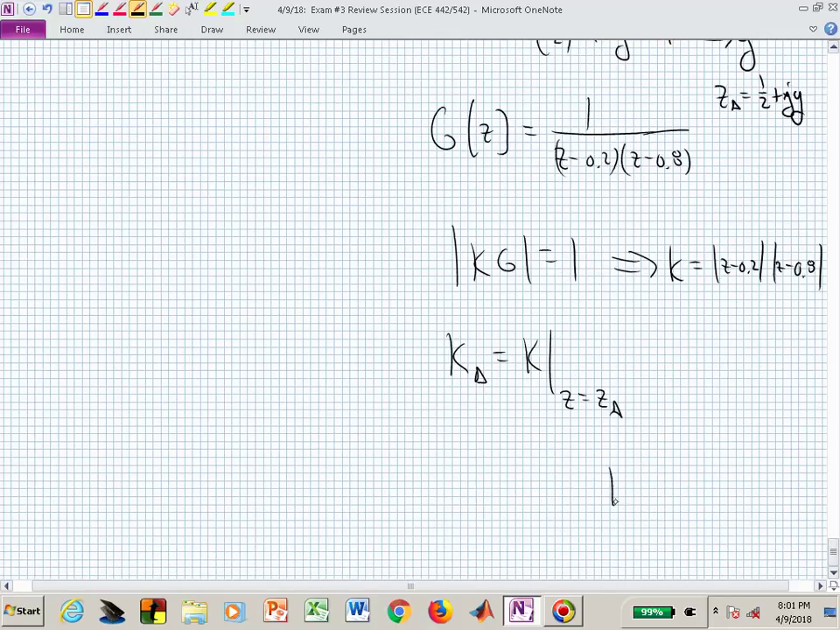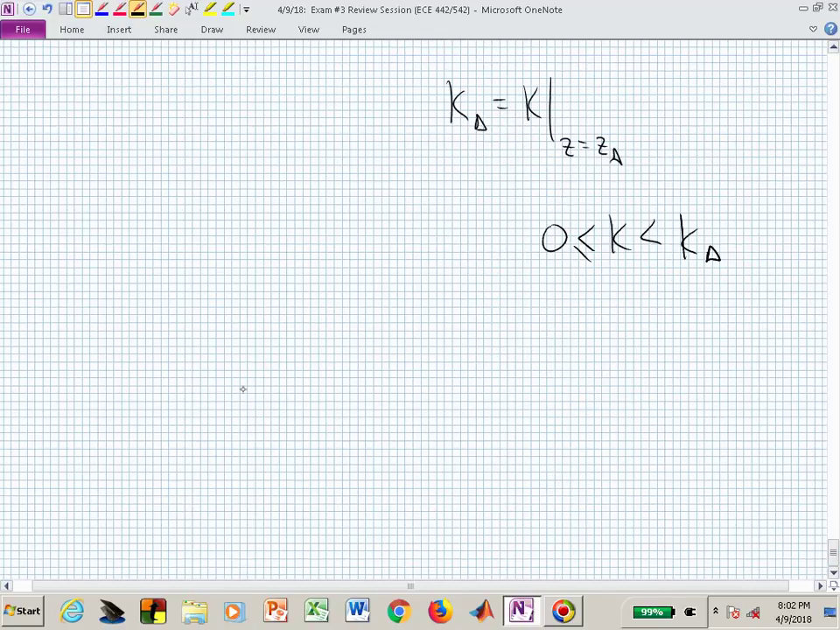So the K for stability is bigger than 0. Actually, it's greater than or equal to 0 and less than K delta from that root locus. Let's look at another one. This is getting kind of fun, isn't it? 2 poles and a 0, right? You know this one.